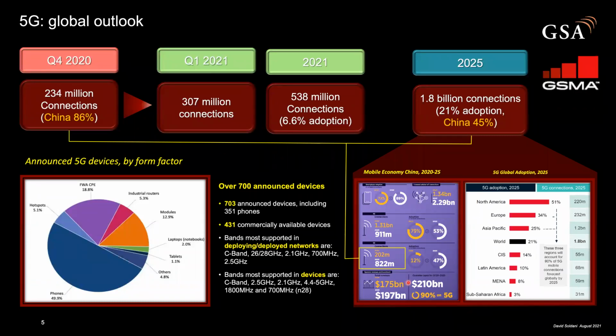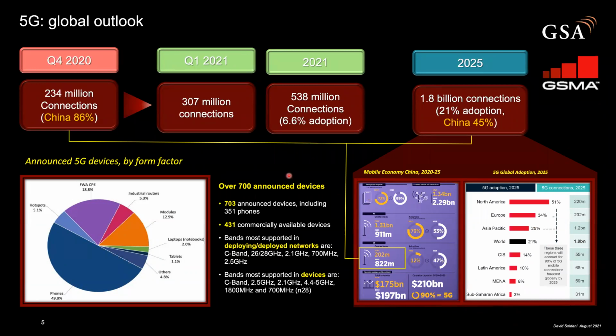Of course, it's not all happening in China. Actually, if you look at the relative numbers, most of the 5G deployment will be by 2025 in North America, Europe, and Asia Pacific. And these three regions will account for more than 90% of the 5G mobile connection forecasts globally by 2025.